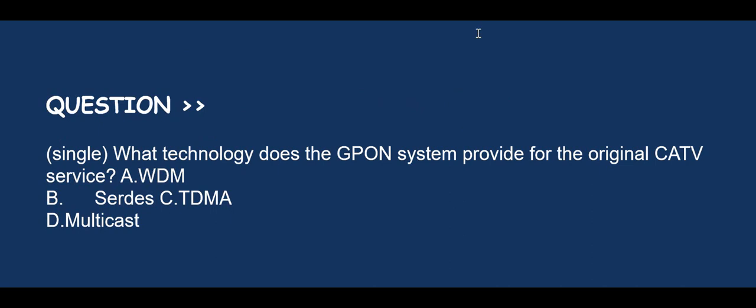Next one. Which technology does the GPON system provide for the original CATV service? Option A WDM, option B CERTS, option C TDMA, option D multicast. Option A is correct.